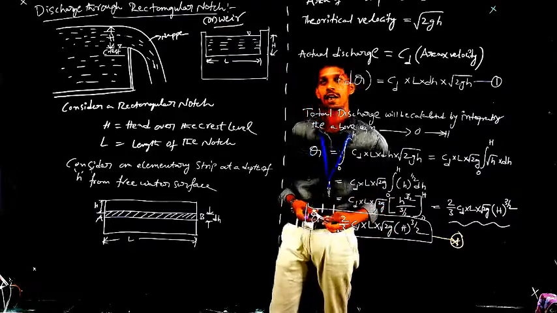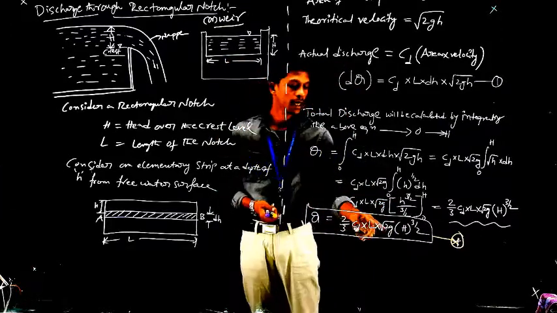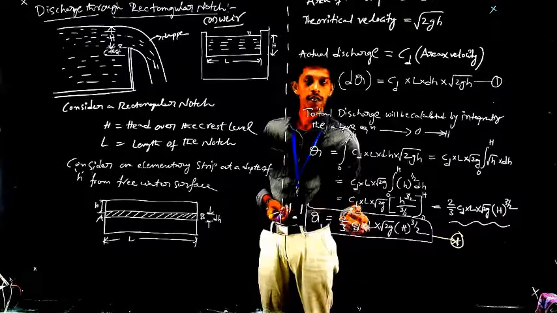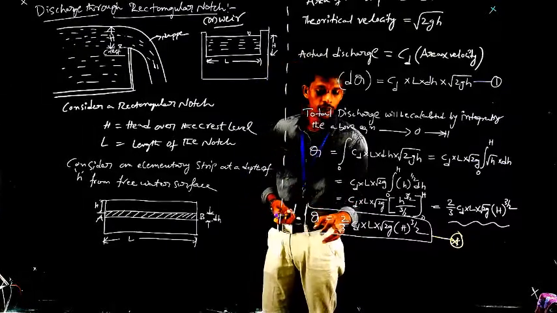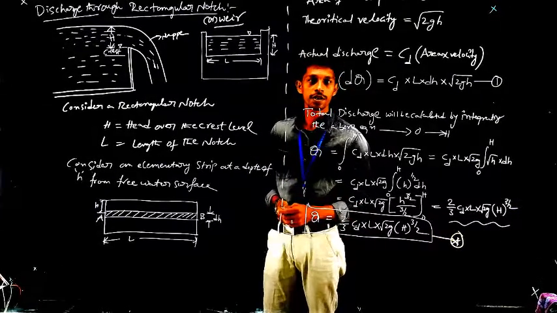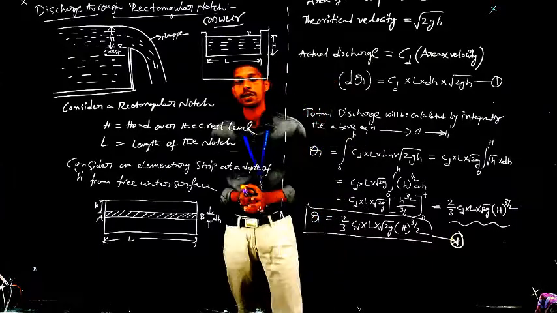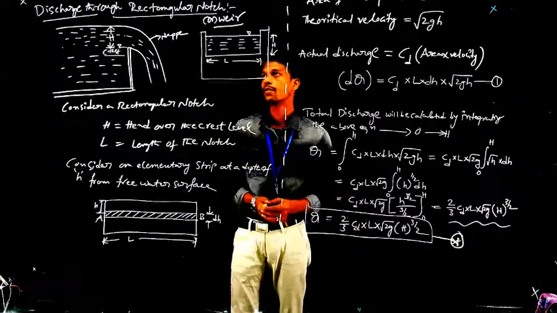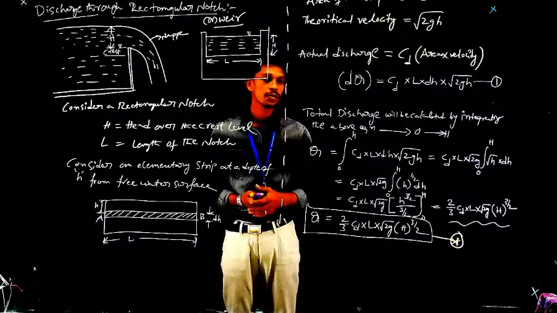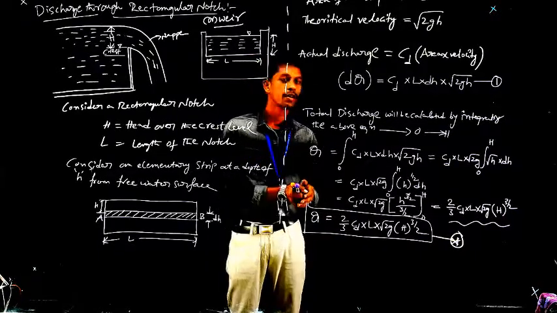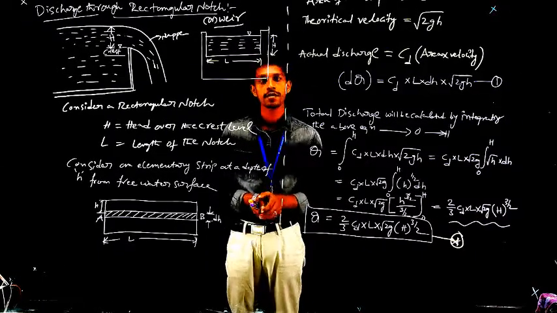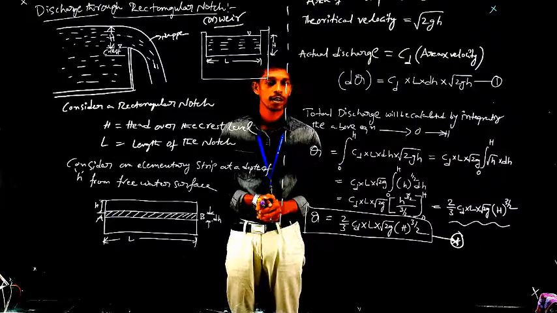Here H is the level of water above the crest and G is the acceleration due to gravity, L will be the length of the notch and CD will be the coefficient of discharge. Okay, so this is about the expression for discharge over a rectangular notch, and we'll solve the next expression in the upcoming sessions. Okay, thank you.